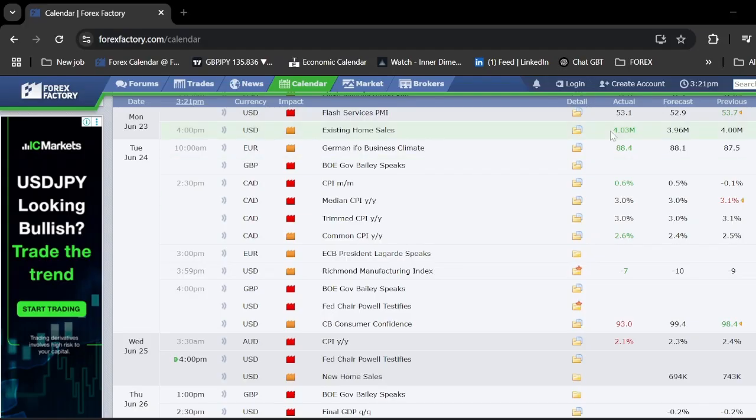As we can observe, current price points, we have Fed Powell testifies. It's the second day of his testimony today. So we will see how that impacts the dollar movements in indices and gold.